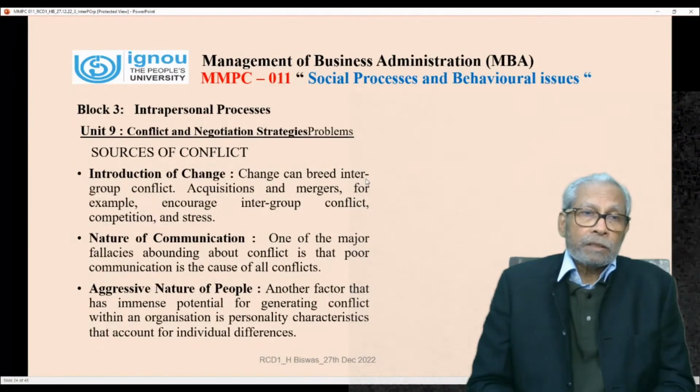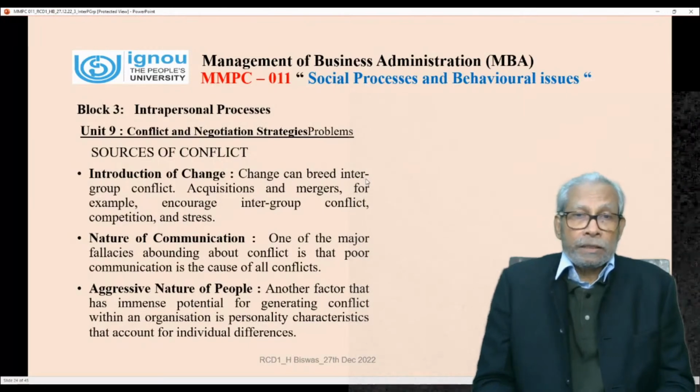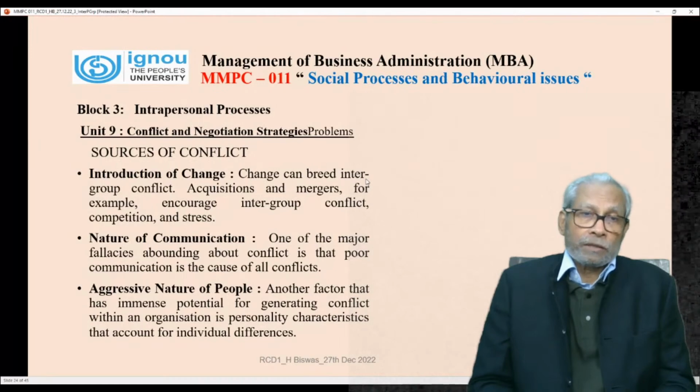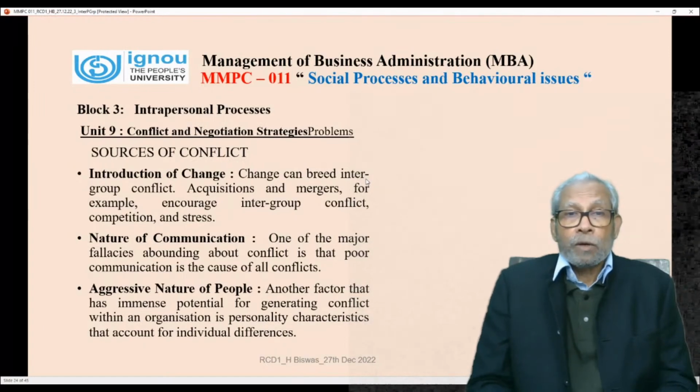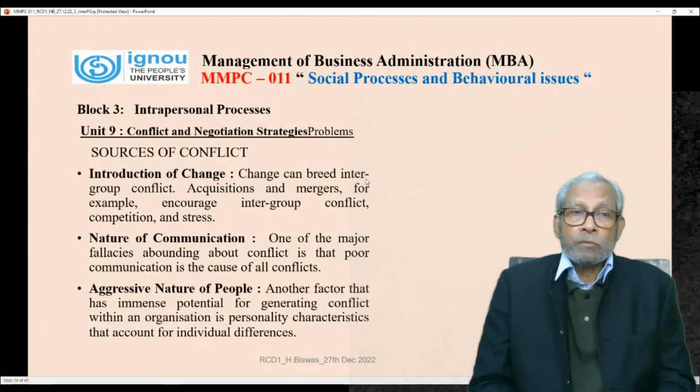Another source of conflict is the introduction of changes. Change can breed intergroup conflict, as with acquisitions and mergers, which encourage intergroup conflict, competition, and stress. These are all sources of conflict, because of the stress. For example, old employees who have traditionally worked one way, when new technology comes, now have to update. That time some fear, reluctance, or resistance will come. So at this time some conflict will start. Stress will come.